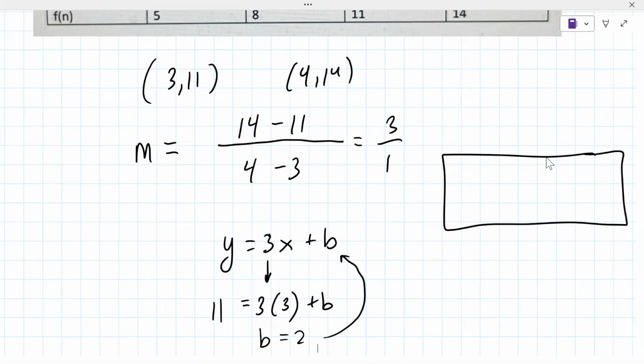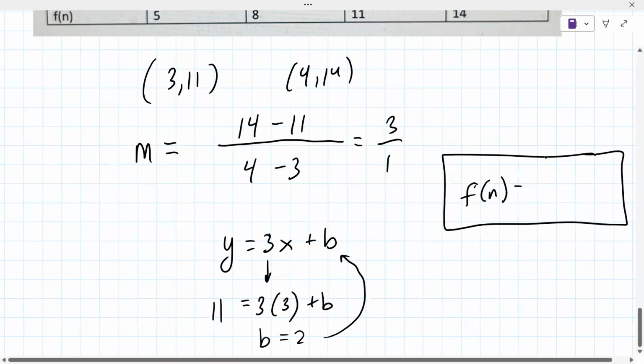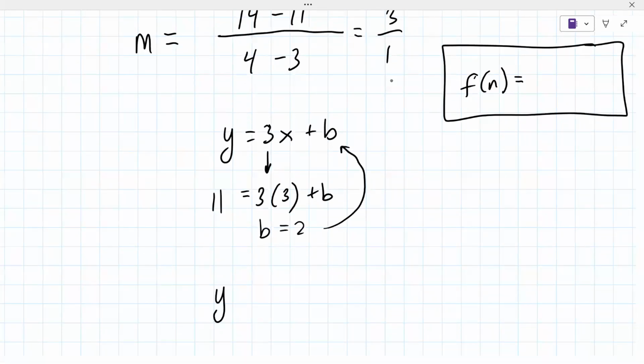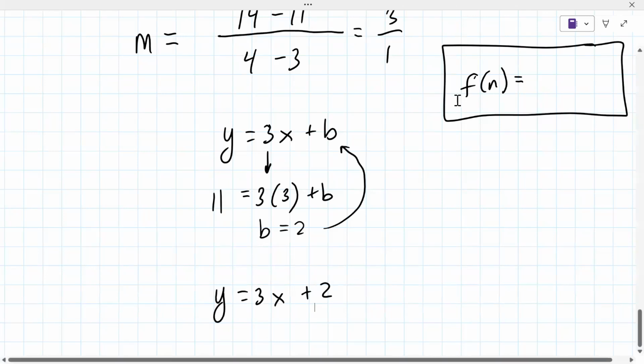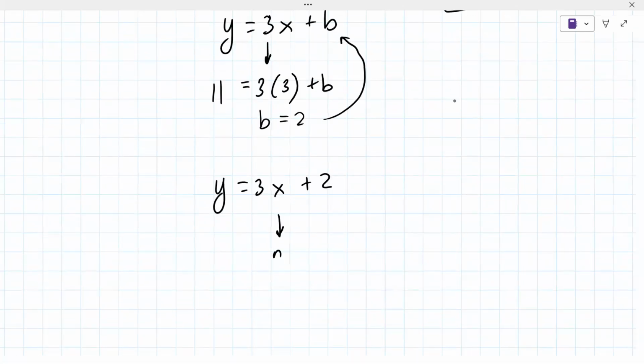f of n equals n plus 2. Okay, but your equation is y equals 3x plus 2. Oh, so 3x plus 2. Can't be an x. We're using n's. So x changes to n. This is f of n equals 3n plus 2. Yes. f of n equals 3n plus 2.